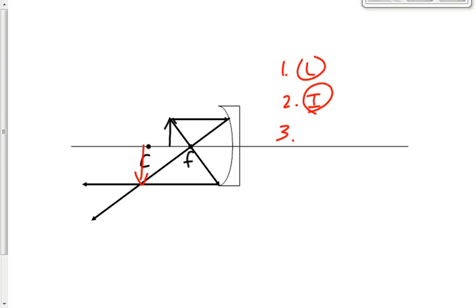Number 3, is it real or virtual? It's real. What does that mean, by the way, if it's real? We can project it onto a screen, just like the image literally that you're viewing right now on the smartboard. It can be projected onto a screen. Now, how do we know it's a real image? Solid lines intersecting. If it's dotted lines intersecting, it's going to be a virtual image.